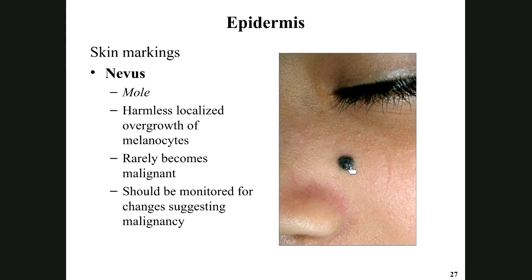Hello again. First, in this part, I want to show you the skin markings. This is the nevus or mole, and this is the localized overgrowth of melanocytes. Most of the time, this is benign, and we need to pay attention to its size and border.